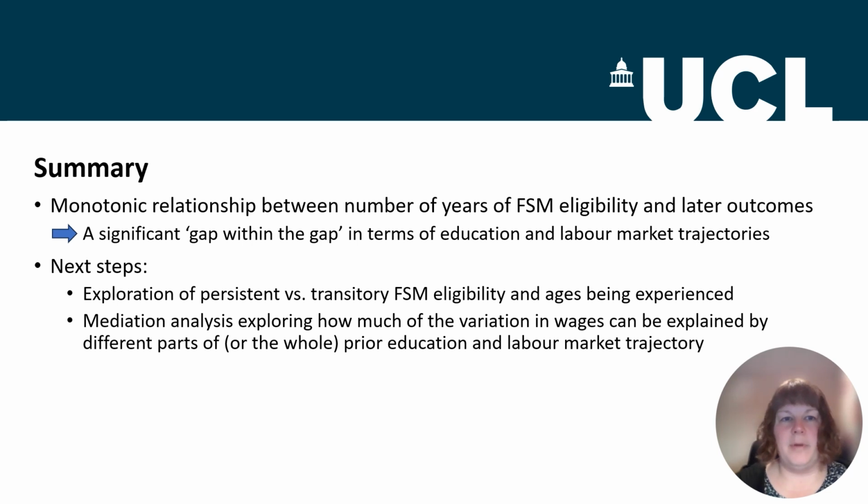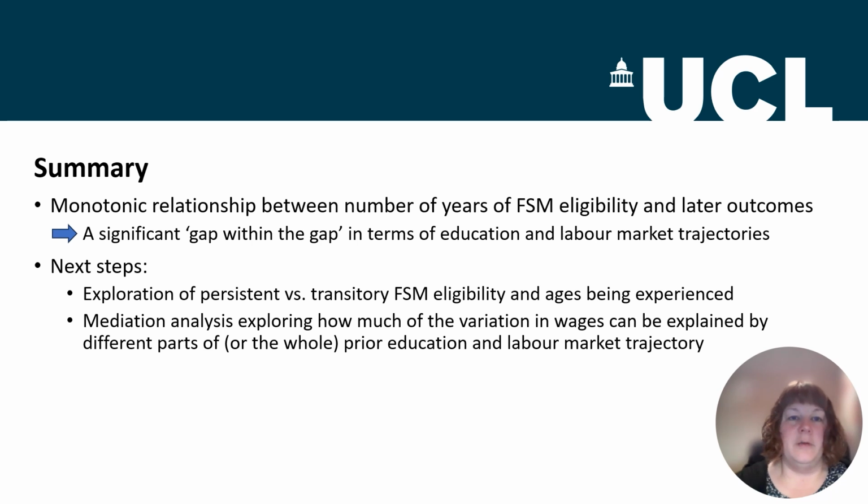So just to wrap up, what I've showed you today hopefully gives you a flavour of some of the power of the LEO data that we've been able to use. It's demonstrated a very strong monotonic relationship between years of free school meal eligibility and later outcomes. And that leads us to think that there's a significant gap within the gap, as people have referred to it. So if you just look at the difference between free school meal eligibility and not, there's already a large difference. But actually, if you further differentiate those two groups, you see the scale of the differences increase as you're able to differentiate people more and more.